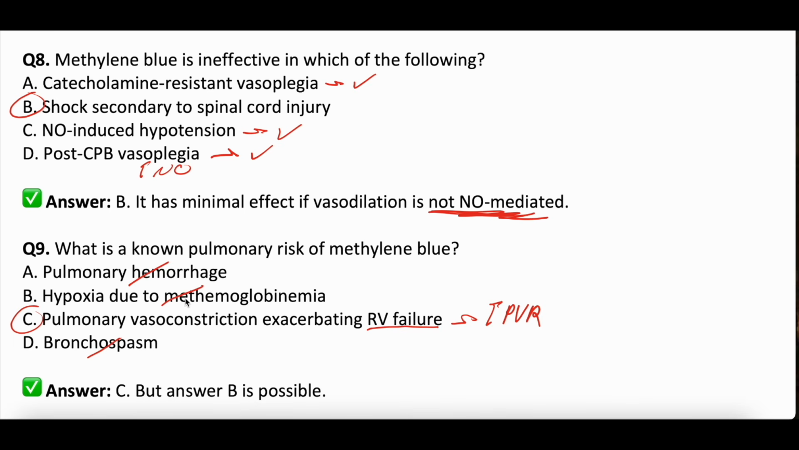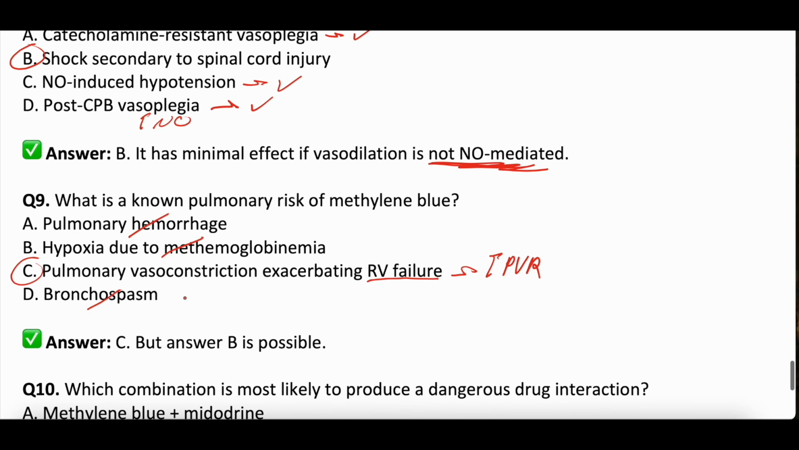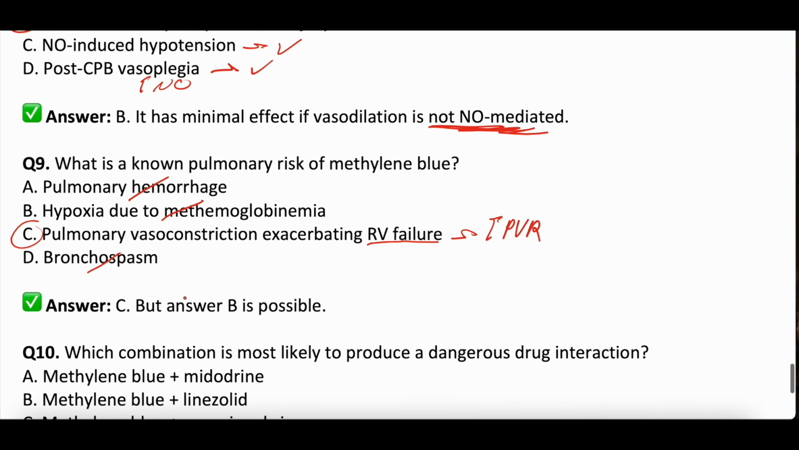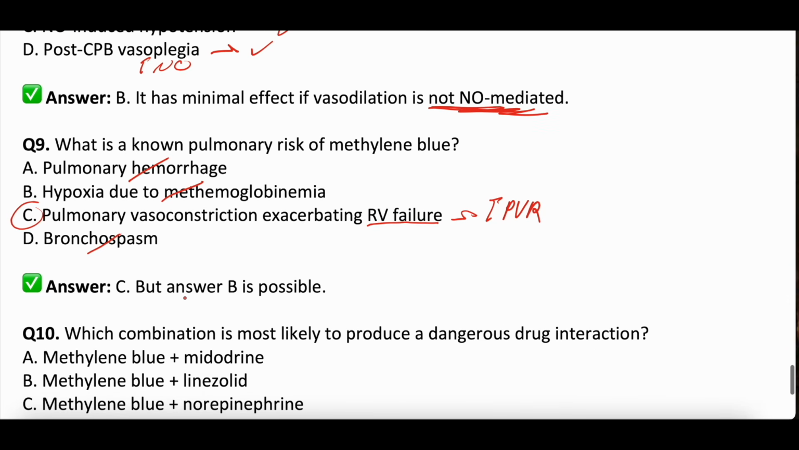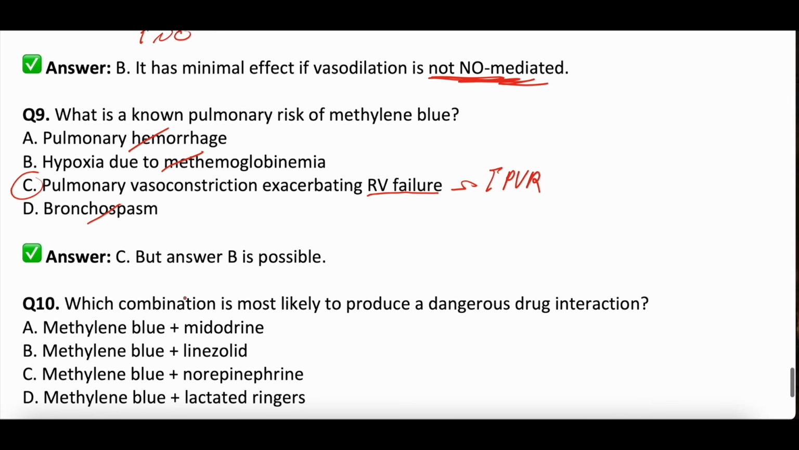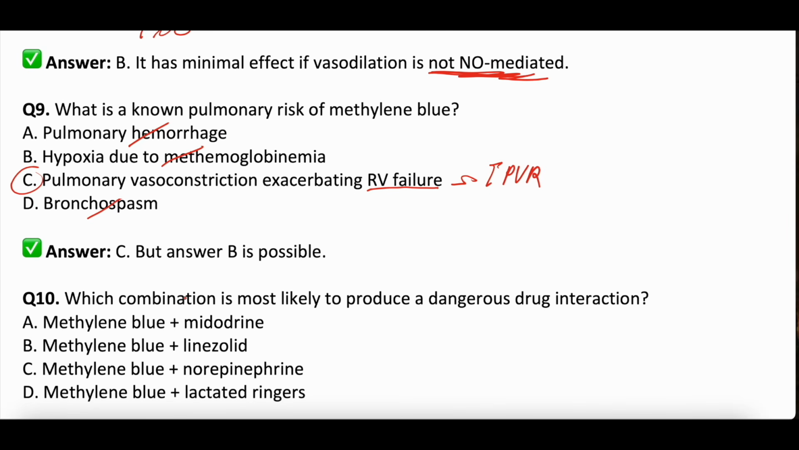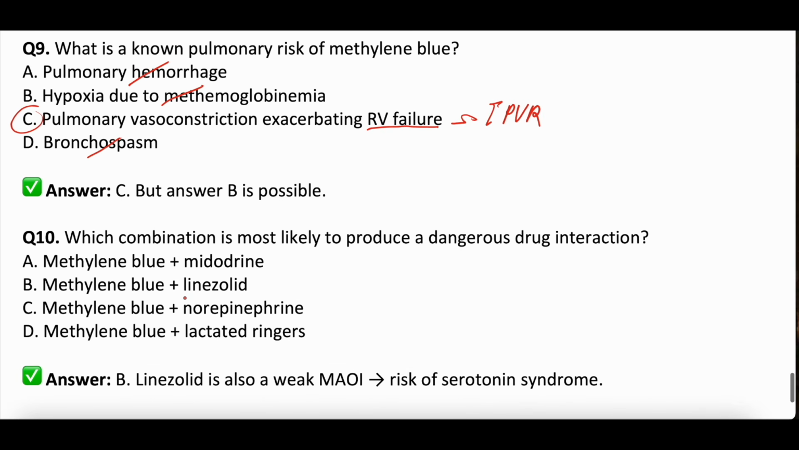All right. Is that it, or do we have one more? One more. Question 10. Which combination has most likely produced a dangerous drug reaction? Methylene blue and Midodrine, methylene blue and linezolid, methylene blue and norepinephrine, methylene blue and lactated ringers. Ooh, this is a good question. I forgot about this one. All right. Correct answer is B, methylene blue and linezolid.